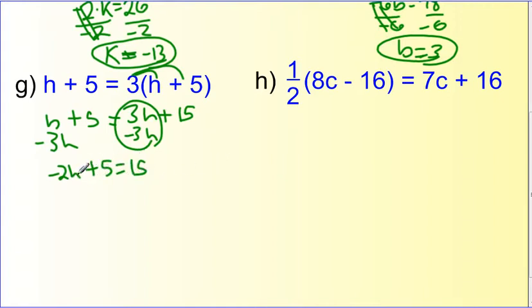Now we finish solving. Get rid of the add and subtract, so I minus 5, minus 5. Negative 2h equals 10. Divide both sides by negative 2. Cancel. H equals 10 divided by negative 2, which is a negative 5.